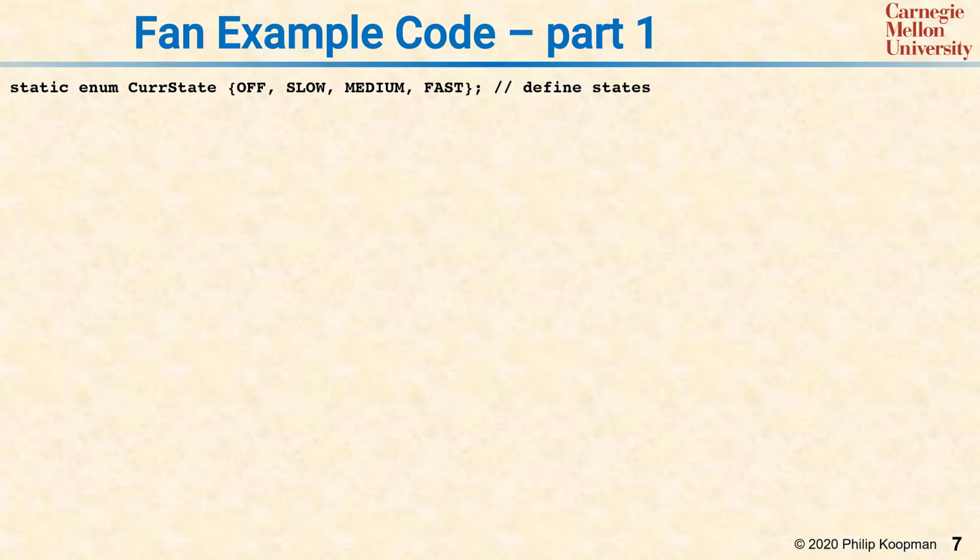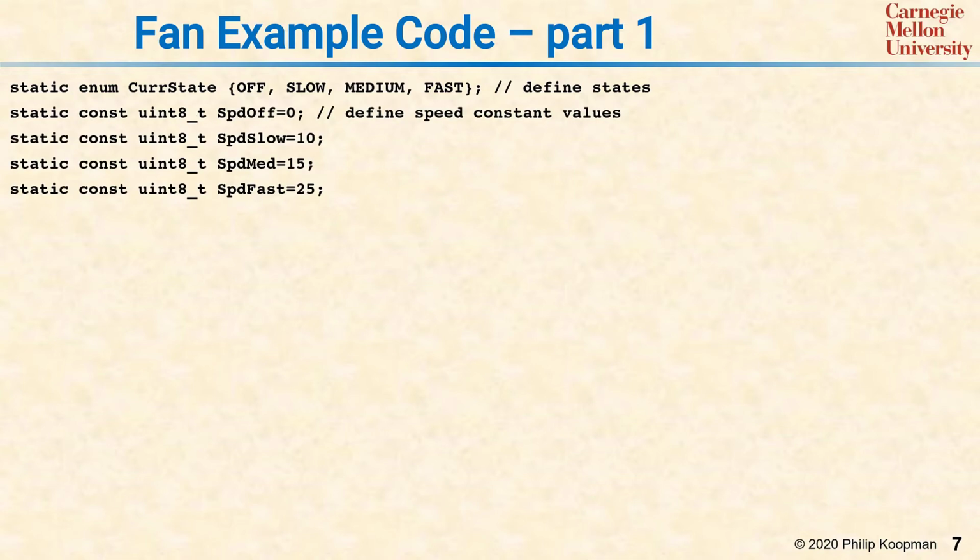We want to identify constants that allow the speed to be set to values that mean something in the code instead of using magic numbers. So we've defined 4 constants for off, slow, medium, and fast, and those numbers are arbitrary. They could be changed. If fast is 25 on one model or fast is 30 on another model, the rest of the code remains the same.